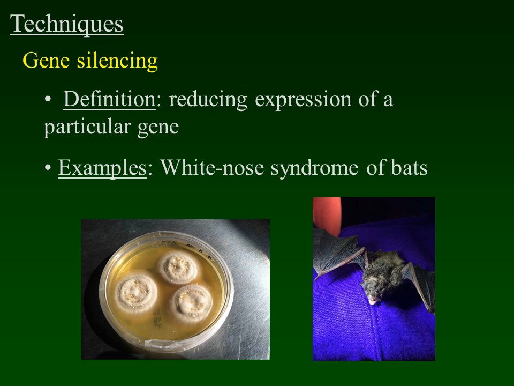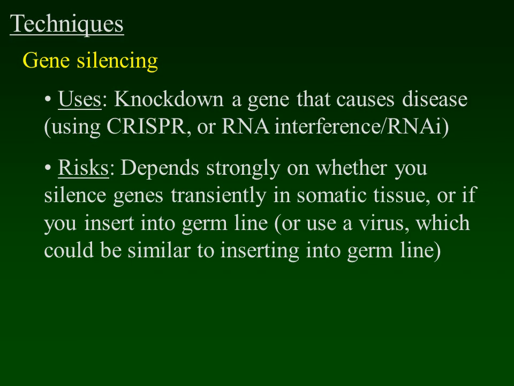And as I say, example, white-nose syndrome. Next slide, please. The use is to knock out or knock down a gene that causes disease. This can be done using CRISPR technology. It can also be done with another type of technology referred to as RNAi or RNA interference. That's actually what we're using.